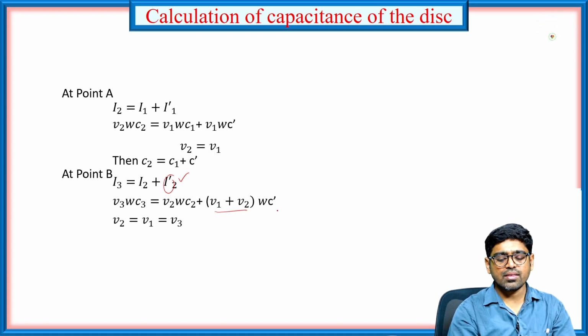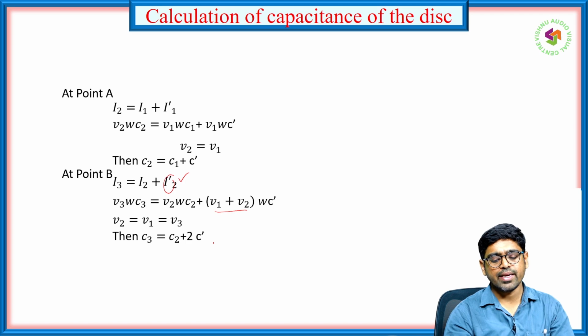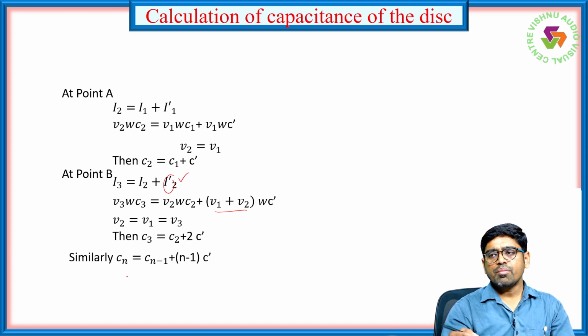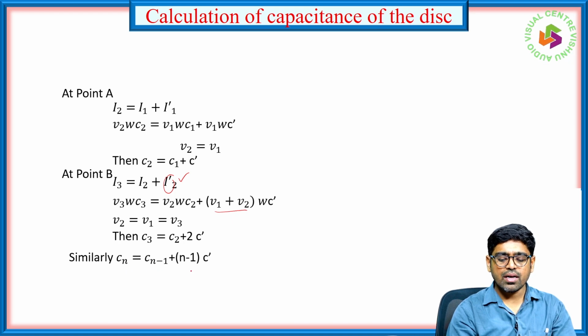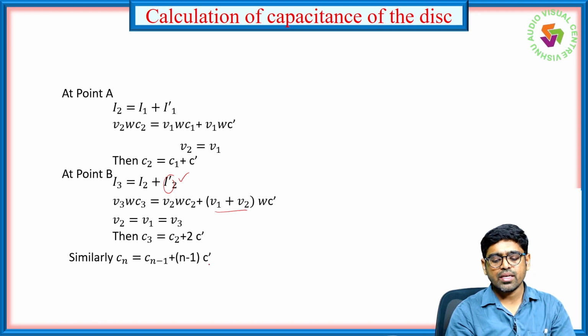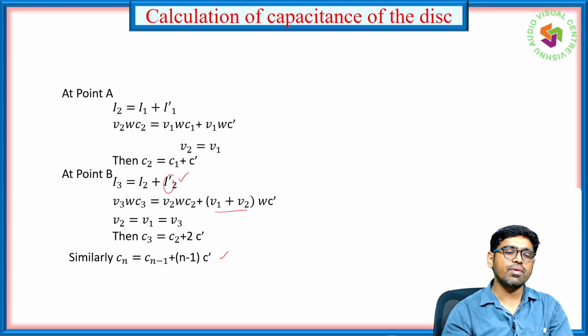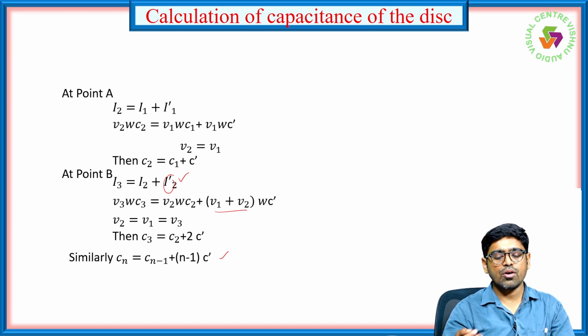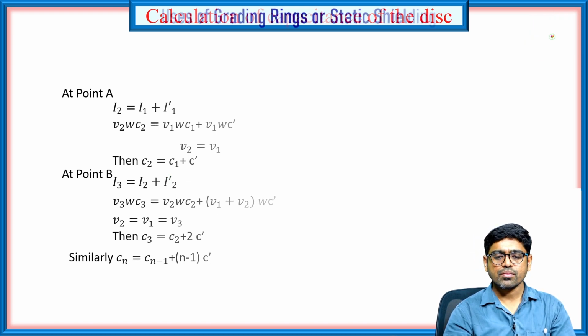In this case, all voltages are equal, V1, V2 equal to V3, and if you make C3 equal to C2 plus 2 into C dash. Here V1 plus V2 means 1 plus 1, it is 2 into C dash. Then similarly, for n number of disks, Cn equals Cn minus 1 plus n minus 1 into C dash. It is a general equation: the number of disks we need to connect, and the capacitance value, based on how many insulators are connected in a particular string.